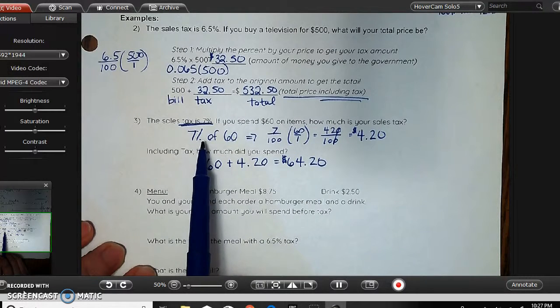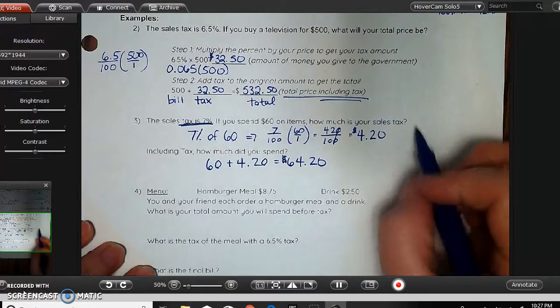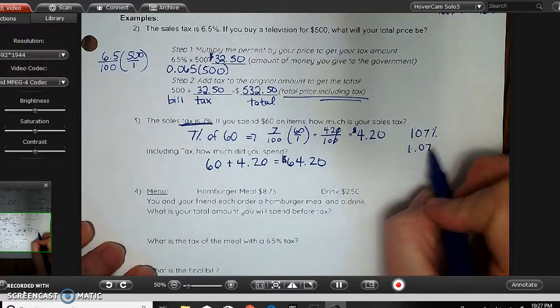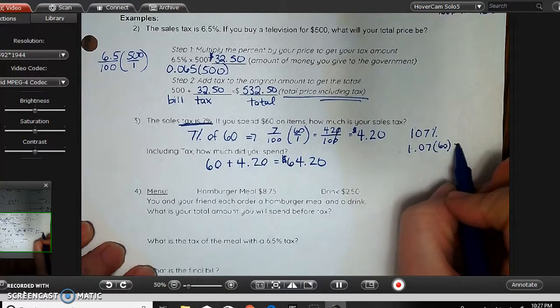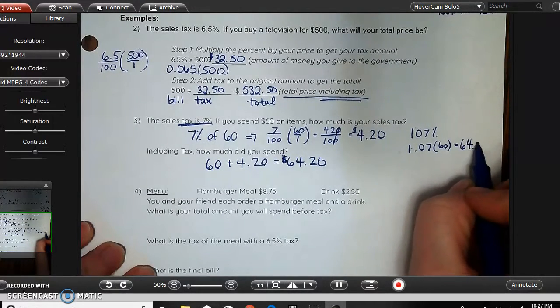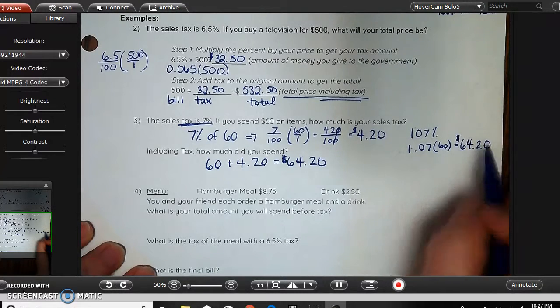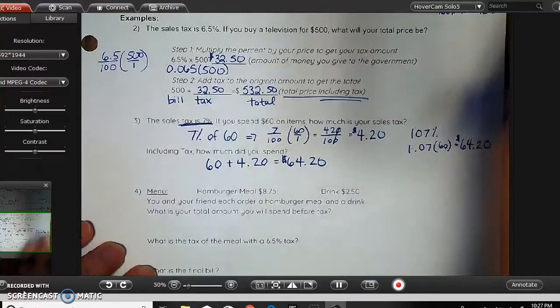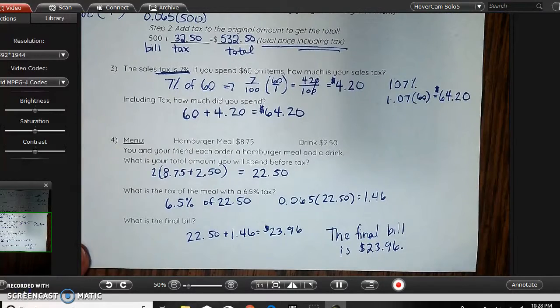If you want to think of this where I only have the one step, I would think of this as 107%, or 1.07 times 60, and that's still going to give me my $64.20. It's not going to tell me my tax amount on that middle step. It's just going to give me a total. Go ahead, I want you to pause and do the next problem. Make sure that you realize that you're ordering for you and your friend, that there are two people eating at this restaurant.